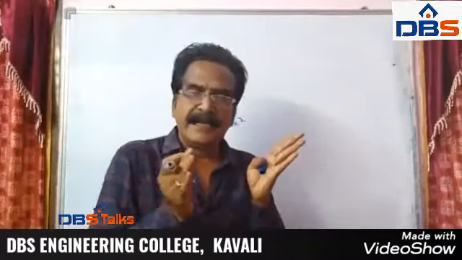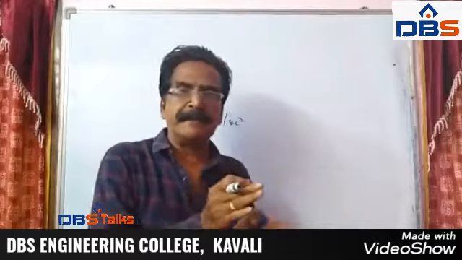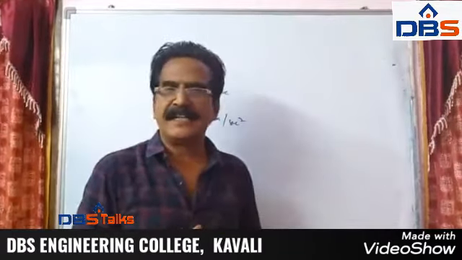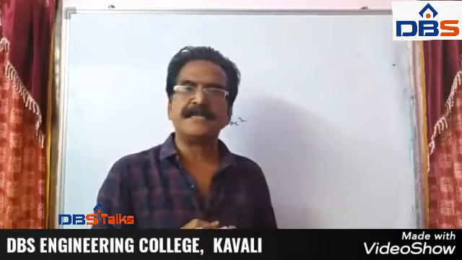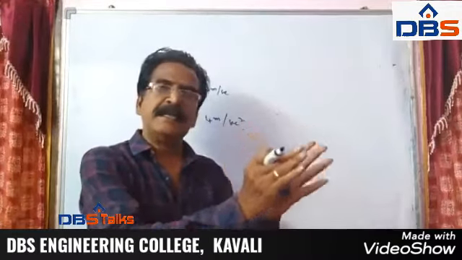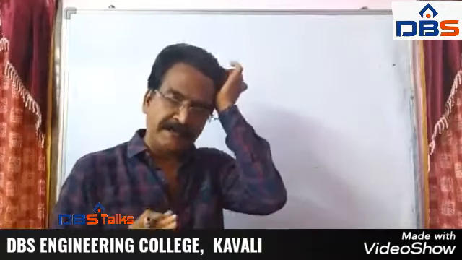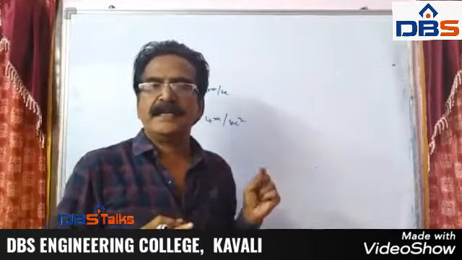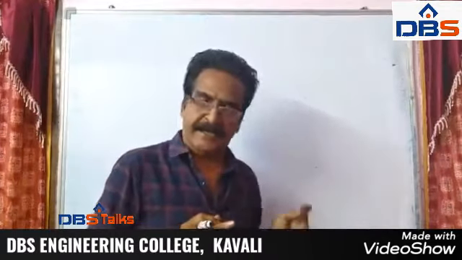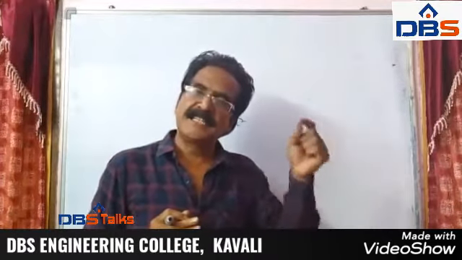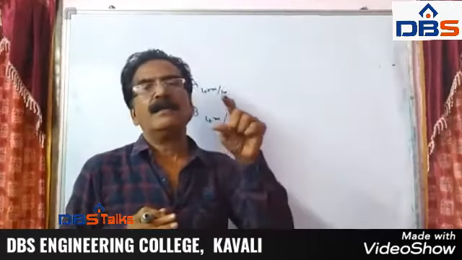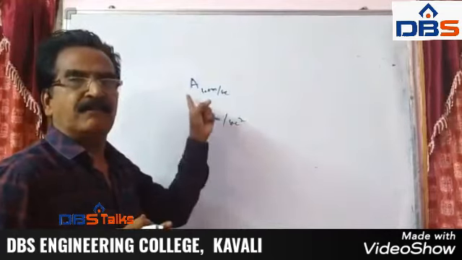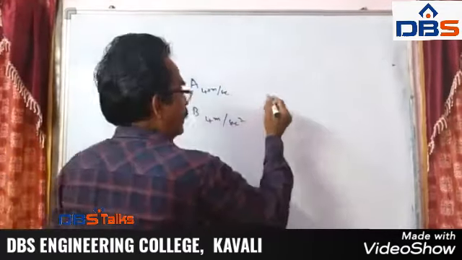See, B catch means they meet. Unless they meet, how can B catch A? So B is catching A means they met at one point. So here the distance travelled by A and the distance travelled by B are equal. So what is the distance travelled by A?